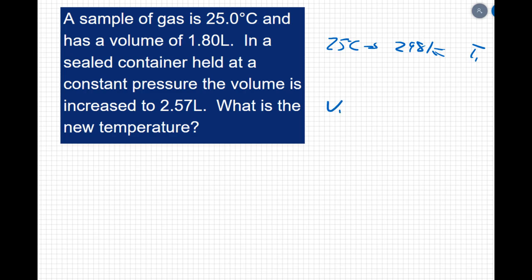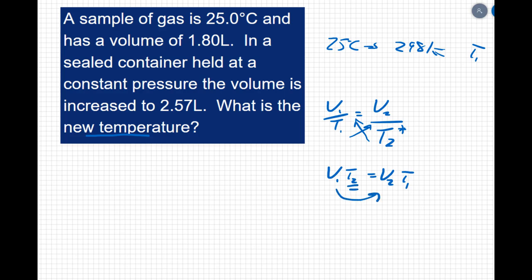Charles says that V1 over T1 equals V2 over T2. So we have to do a little algebra here. We're going to try and solve for T2 because we're looking for the new temperature. I can do a little cross multiplication and say V1 T2 equals V2 T1. Then I can isolate T2 by dividing by V1. So T2 equals V2 T1 all over V1.